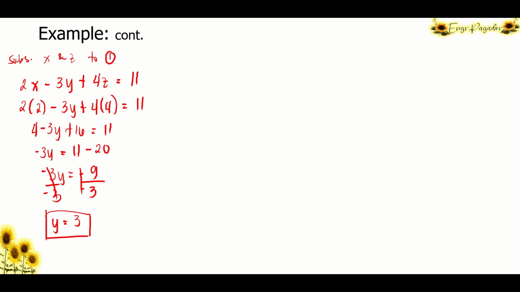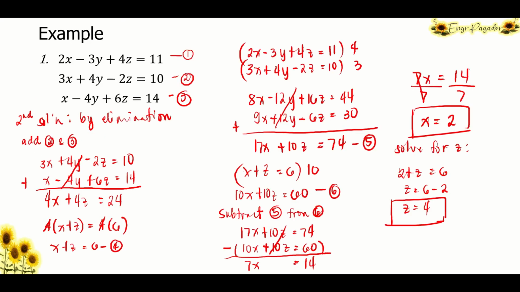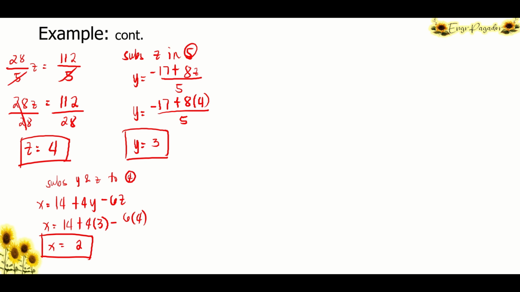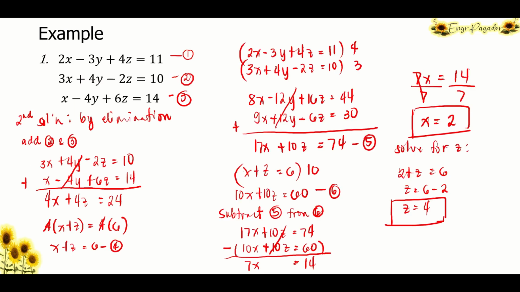So, let us check if the values we got for the unknown variables using the two methods are correct. We have x equal to 2, y equal to 3, and z equal to 4 for the elimination method. And we got the same using the substitution method. Actually, we can also solve this using our calculators.